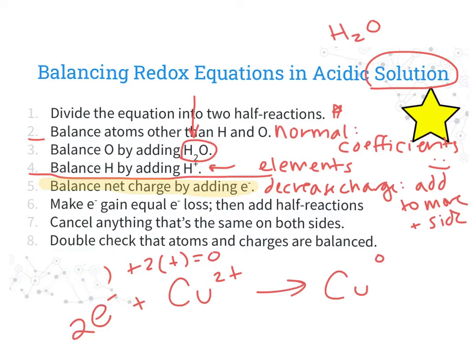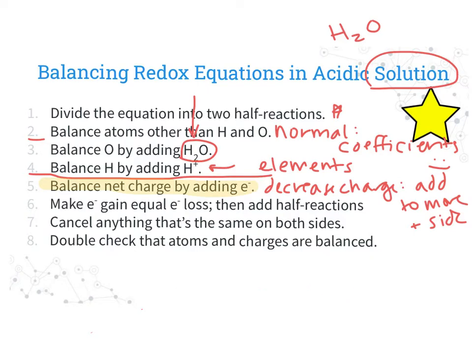From there, we need to make sure that whatever electrons are being lost in oxidation are the same as the number being gained in reduction. So we have to go and balance them. We'll do that by multiplying entire half reactions by a coefficient. When it says make e gain equal e loss, we're just going to multiply them by a whole number until they're the same.